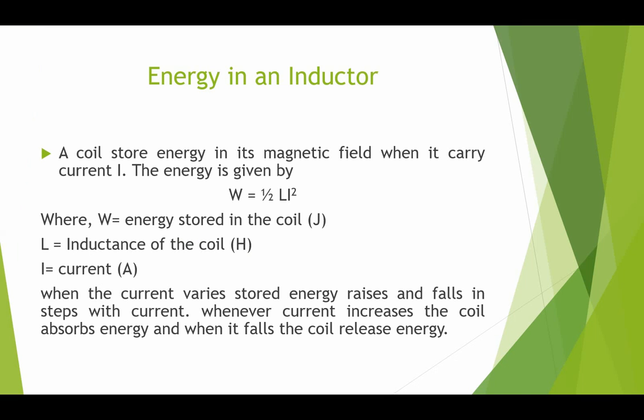Energy in an inductor. We all know what an inductor is. A coil stores energy in its magnetic field when it carries current I. The energy, which we denote by W, is given by W equals 1 by 2 L I square. W is the energy stored in the coil and its unit is joule. L is the inductance of the coil and I is the current flowing in the coil.